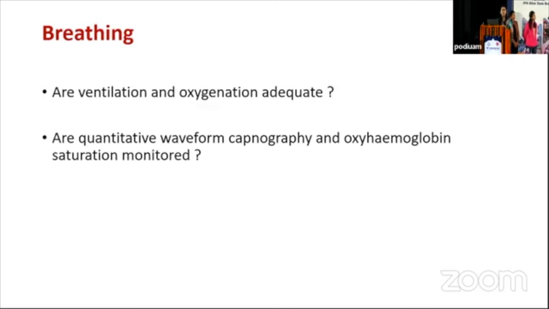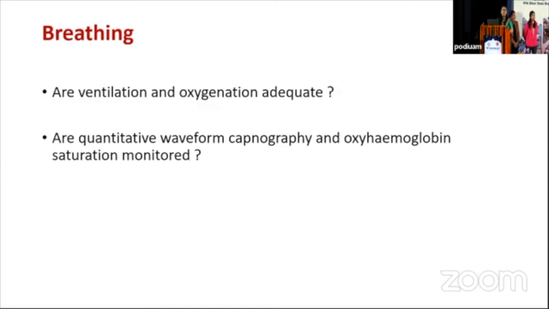Then the second thing we have to do is see the breathing, whether the patient's ventilation and oxygenation is adequate or not. The patient may require positive pressure ventilation, right? So we need to support the ventilation in that case, or the patient may require only an oxygen mask to be attached to him. So we try to maintain the oxygenation of the patient between 90 to 94%. And in a cardiac arrest patient, we always give 100% oxygen. But for other patients who are not in cardiac arrest, we give enough oxygen to maintain the oxygenation between 90 to 94%. It is not necessary always to give everyone 100% oxygen.